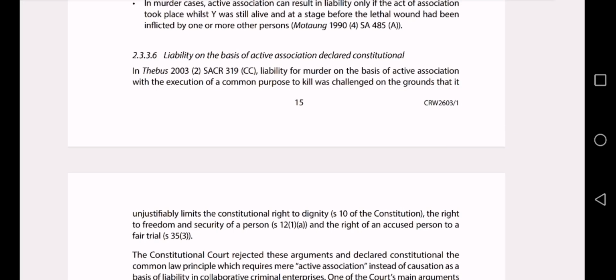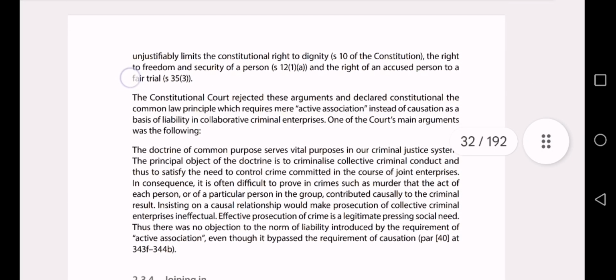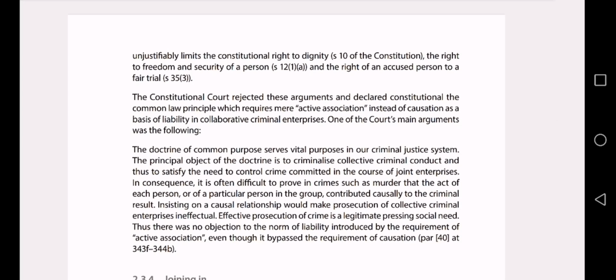Liability on the basis of active association declared constitutional. In Thebus, 2003, liability of murder on the basis of active association with the execution of the common purpose to kill was challenged on the grounds that it unjustifiably limits the constitutional right to dignity, Section 10 of the Constitution, the right to freedom and security of a person, Section 12, subsection 1(a), and the right of the accused person to a fair trial, Section 35, subsection 3.